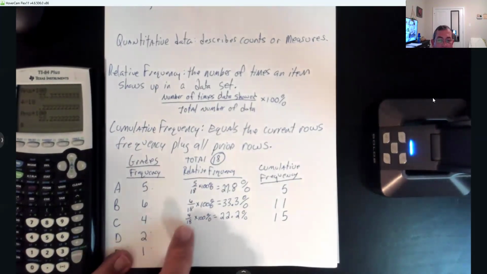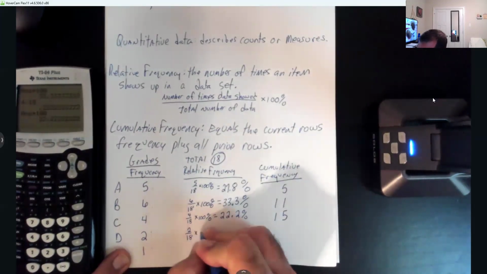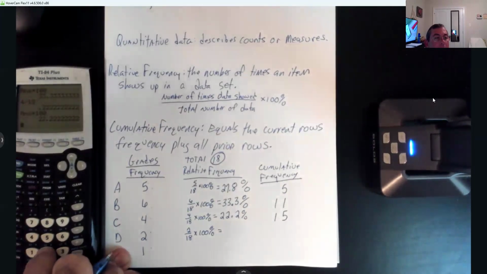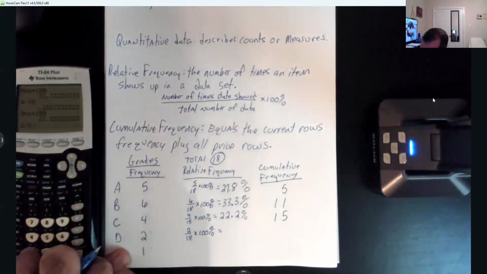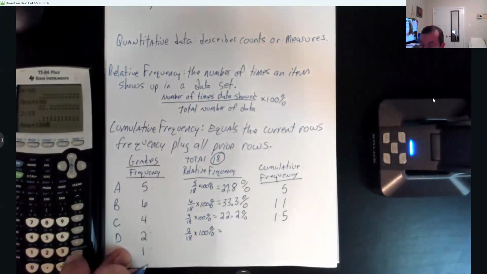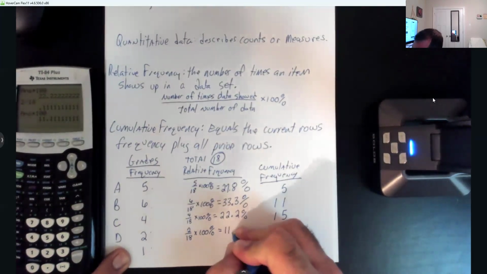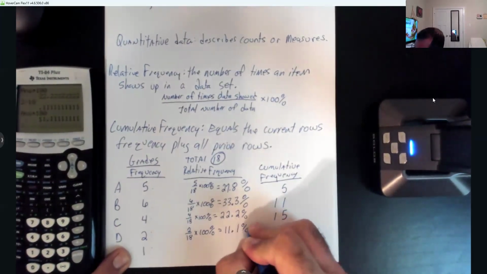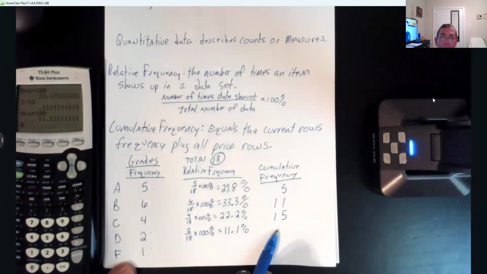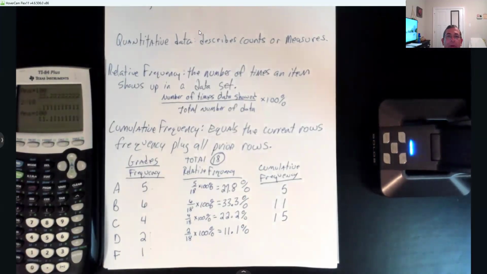All right, y'all. D, we had 2 out of 18 times our 100%. So 2 divided by 18 times 100. That's going to give us 11.1%. So, what is my cumulative frequency? So y'all can answer that on your chat there. Let me pull my chat up.